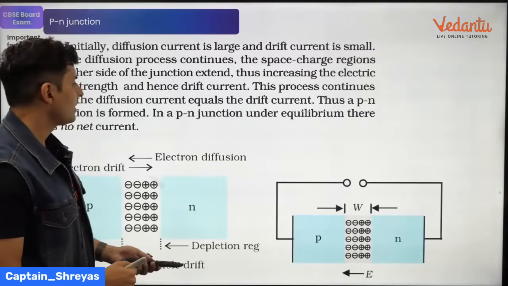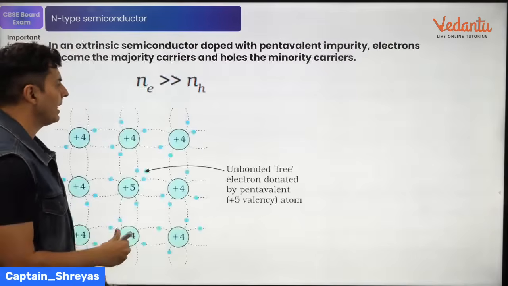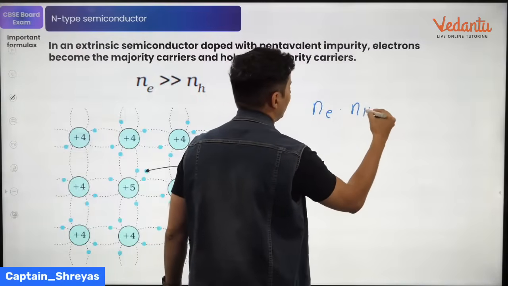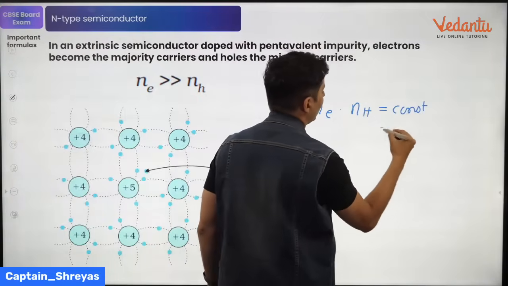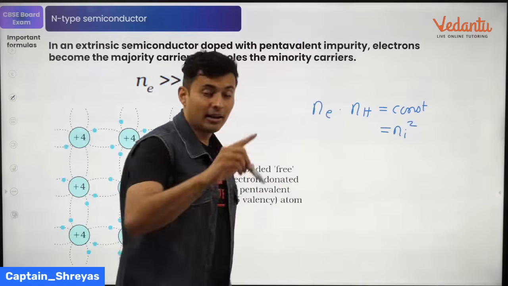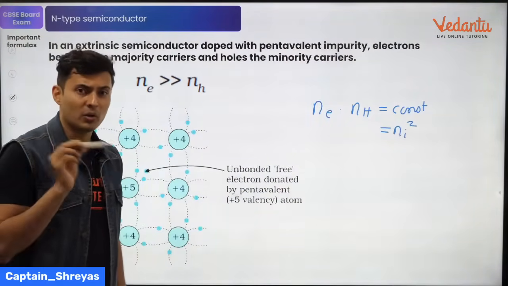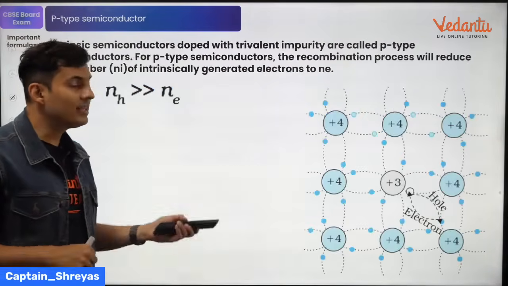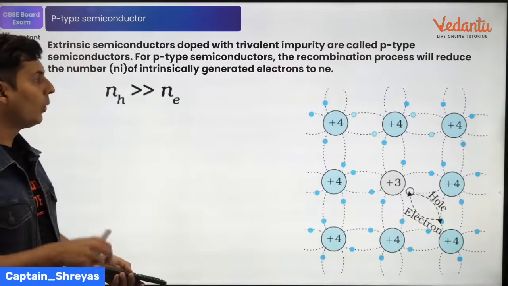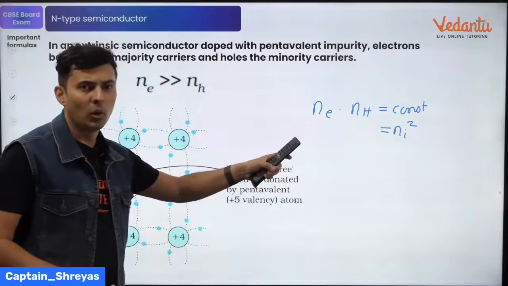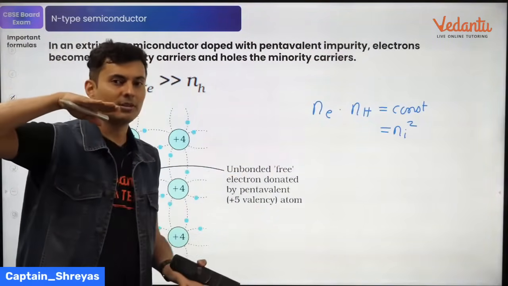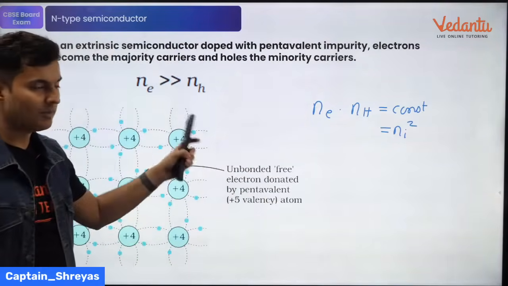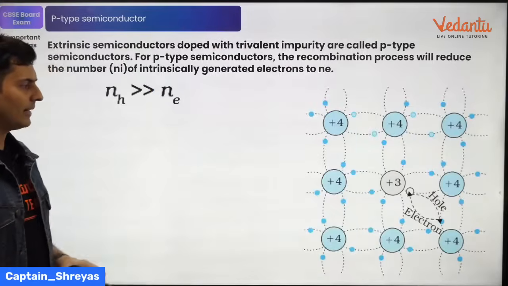In either of the cases, whether it is N type or P type, one thing is for sure, that Ne into NH is still going to be a constant, and that will be equal to Ni square. Remember Ni? Number of electrons or holes in intrinsic semiconductor. This semiconductor, N type or P type, is extrinsic type. You are adding something externally, you are doping it. So the product of electrons into holes is constant. If electrons increase, holes reduce. If holes increase, electrons reduce. Their product will be constant, whether it is this or that.